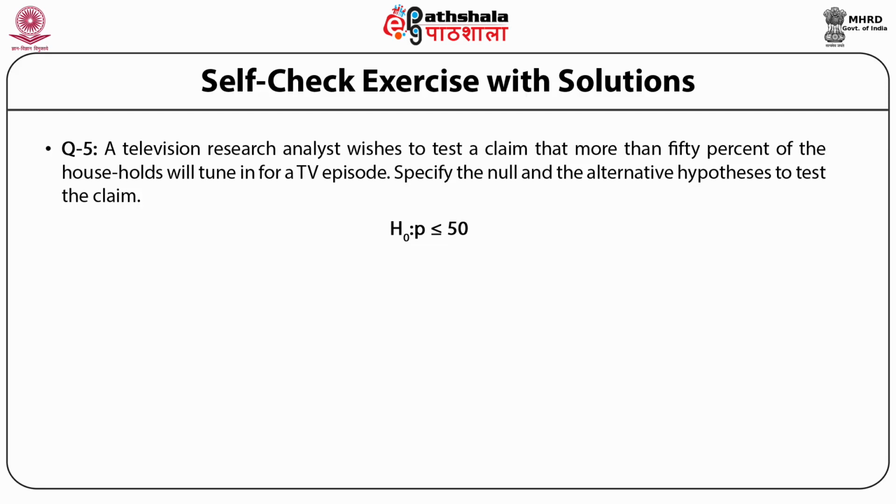Here we are not using mu, we are using p. Since the values given to us are in the form of a percentage, that is a proportion, we are replacing mu by the word p. And we have also seen that if the null hypothesis is less than equal to, then the alternative hypothesis will be greater than, where p signifies the population proportion.